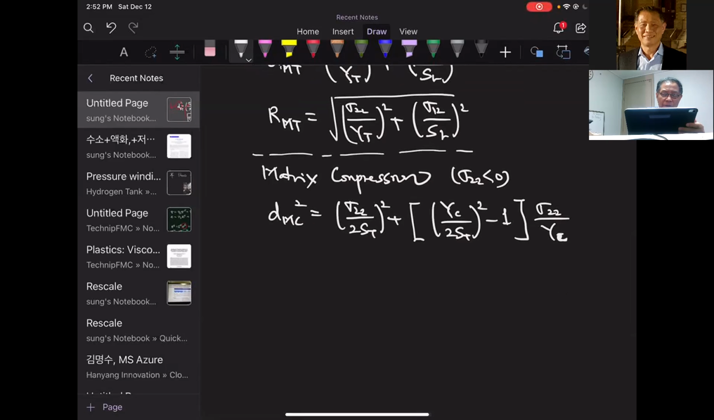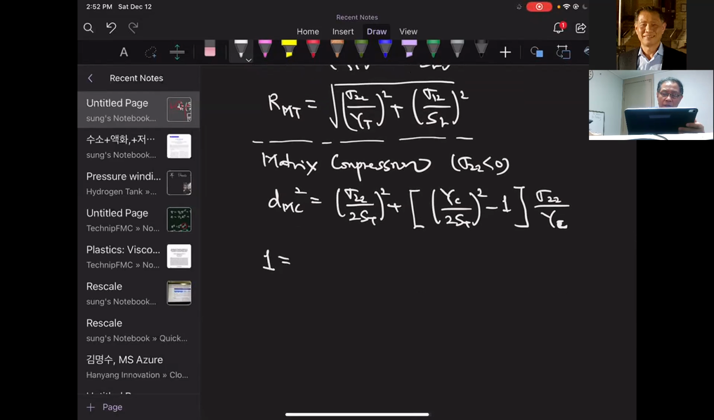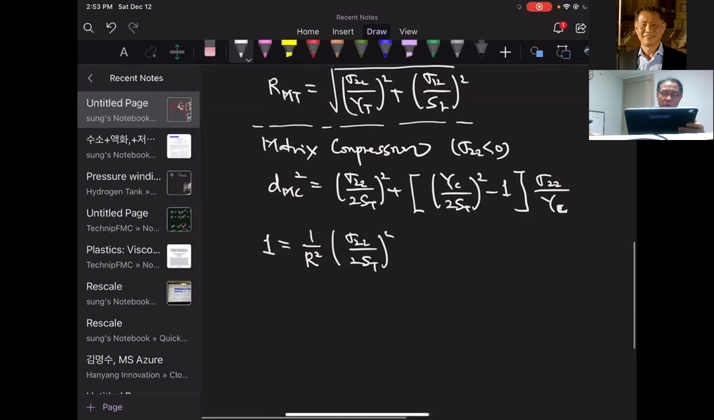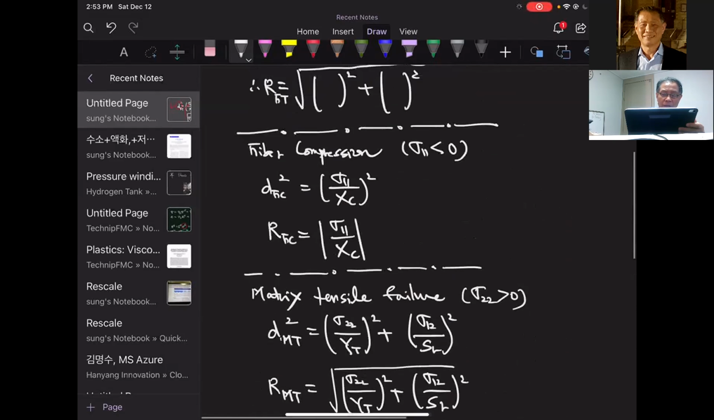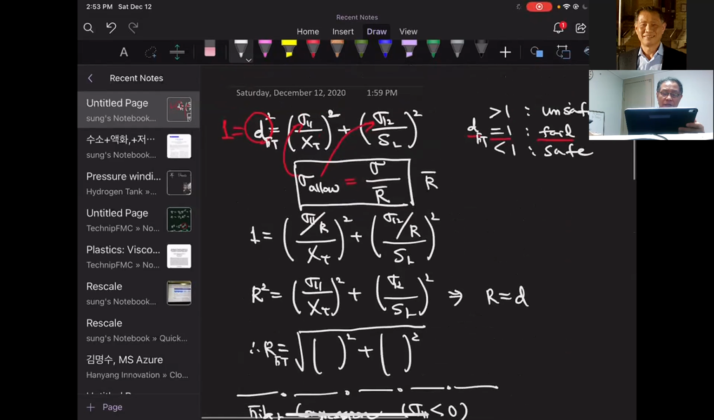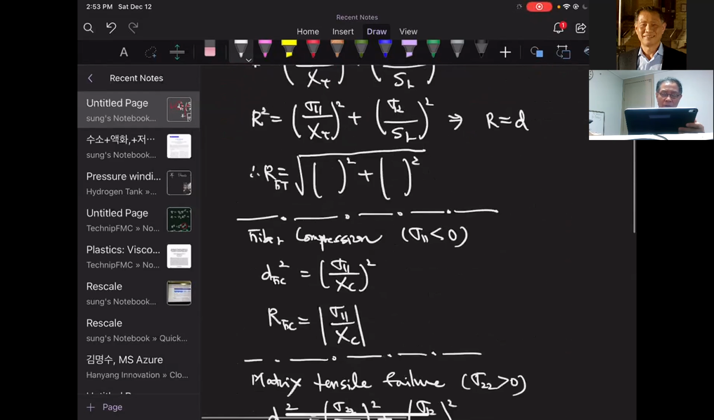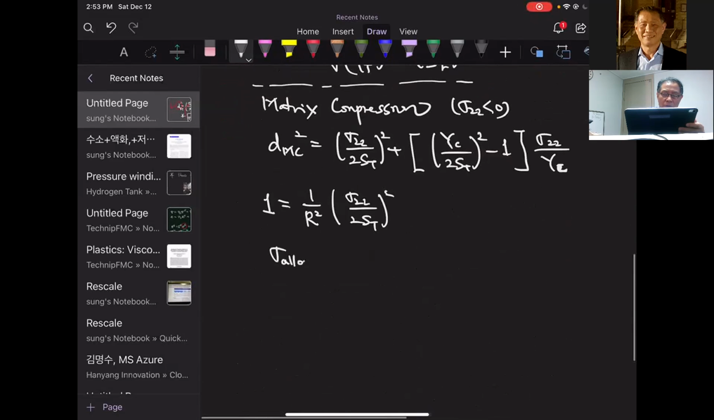And now here again, we substitute as before, and this is going to be 1, right? When failed, DMC equals 1. And now here, R scale and sigma 2 over ST. And again here we use, as before, sigma allowable, defined as the real stress times alpha. Again, allowable means that it equals 1.